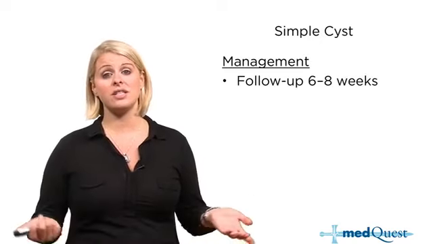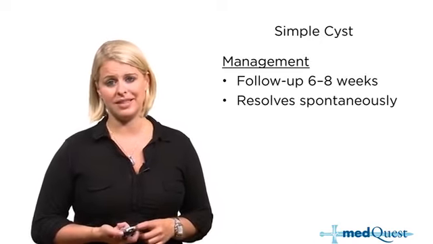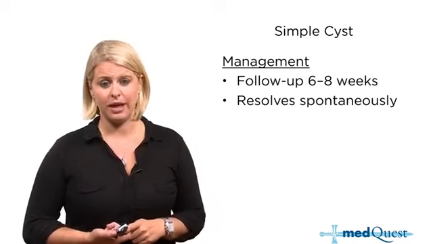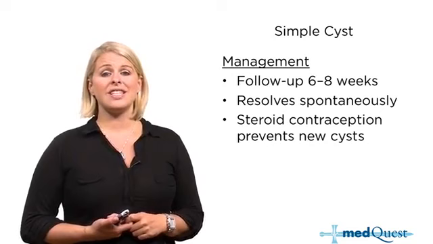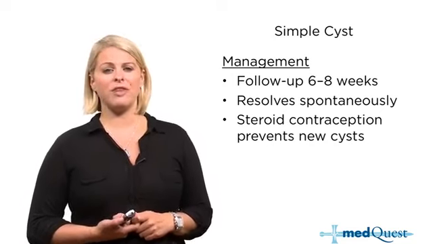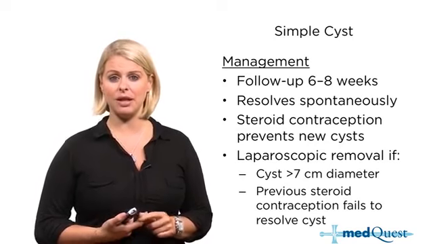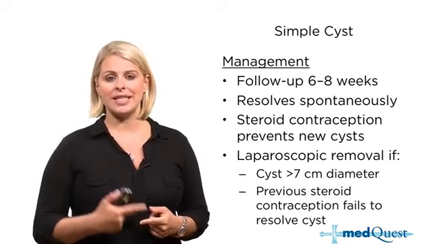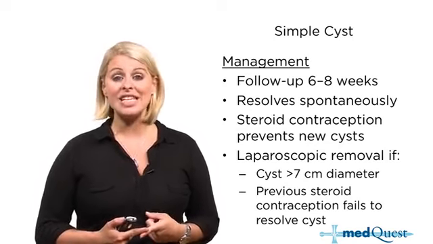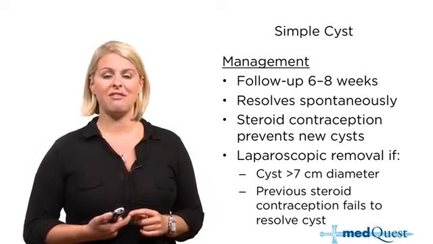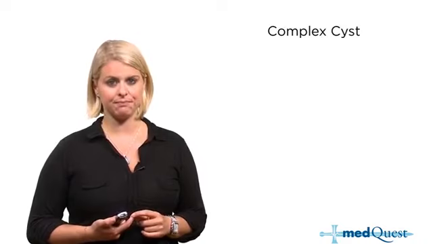Management. How are you going to manage these simple cysts? You're just going to basically follow them up in 6 to 8 weeks. They generally resolve spontaneously and you don't really need to do anything. Once they resolve, you can give steroid contraception, which will then prevent any new cysts. When are you going to remove the cyst or do a cystectomy laparoscopically? You're going to do that when the cyst is bigger than 7 centimeters or if your previous steroid contraception had failed to resolve the cyst.